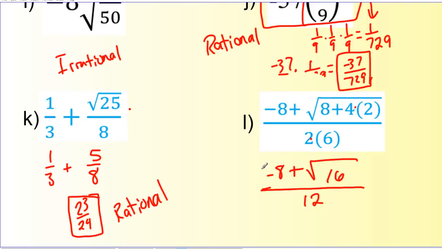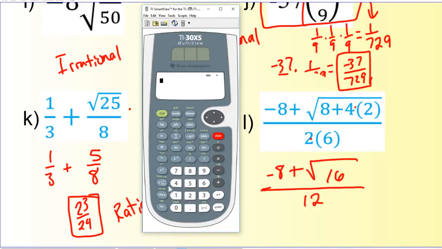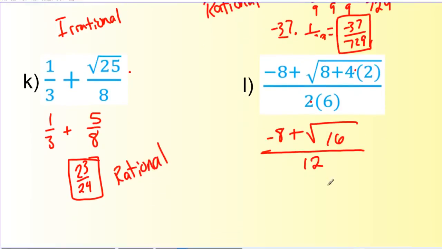Okay. Well, I'd like to be able to take negative 8 plus the square root of 16. I want to simplify this top, so we should probably figure out what the square root of 16 is. If you don't already know, you type it in the calculator. Square root of 16 equals 4, because 4 times 4 is 16. So this is equal to 4. I bring everything else down. We're doing fraction stuff. Negative 8 plus 4 equals negative 4. That's integer math.